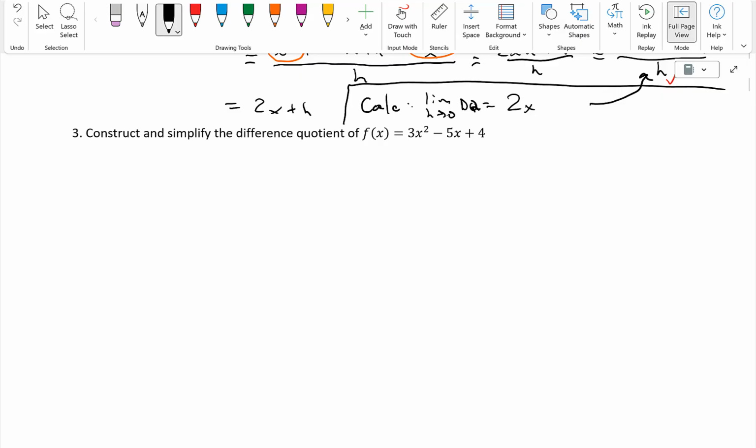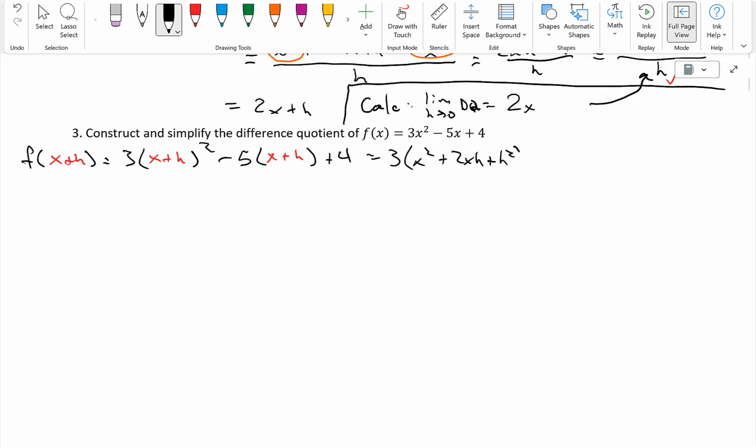So for 3, we've got construct and simplify the difference quotient of f of x equals 3x squared minus 5x plus 4. Again, we want to find f of x plus h first. For this one, we have two x's in our function, so both need to be substituted with x plus h. I'll do this in two steps. For the first one, I'm just going to do that squaring. So x squared plus 2xh plus h squared. After that, 3 times that, minus 5 times x plus h, plus 4.